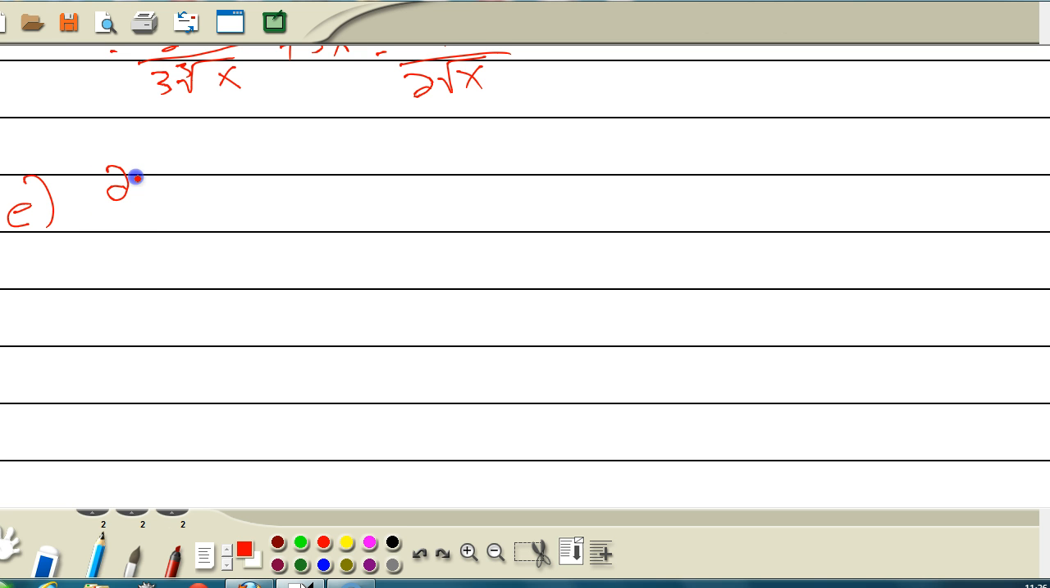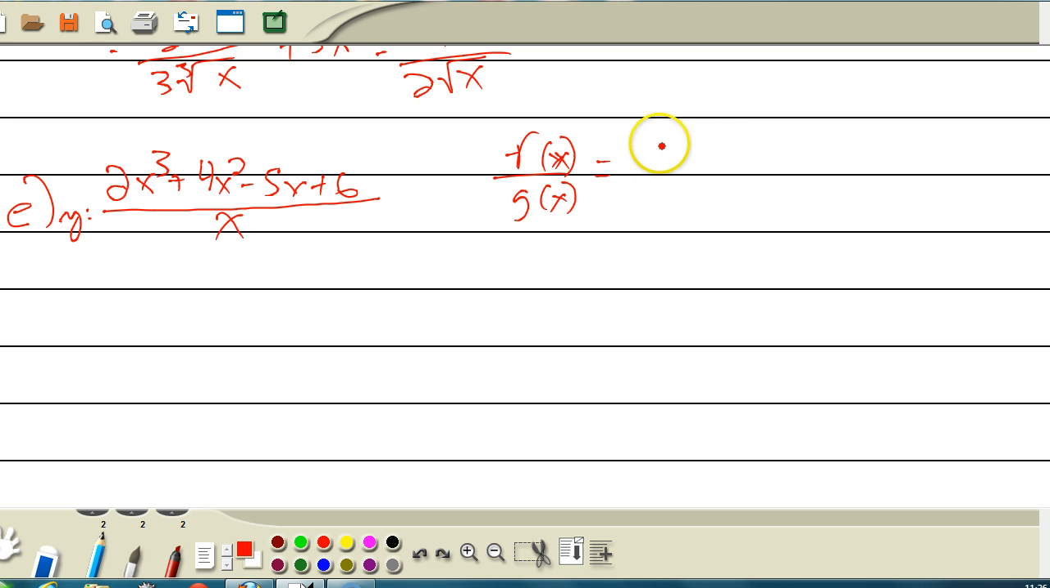So we have (2x cubed plus 4x squared minus 5x plus 6) divided by x. Here we have to use the quotient rule. We have f of x divided by g of x. This is pretty much the same as the product rule, except instead of a plus sign, it's going to be a minus sign.